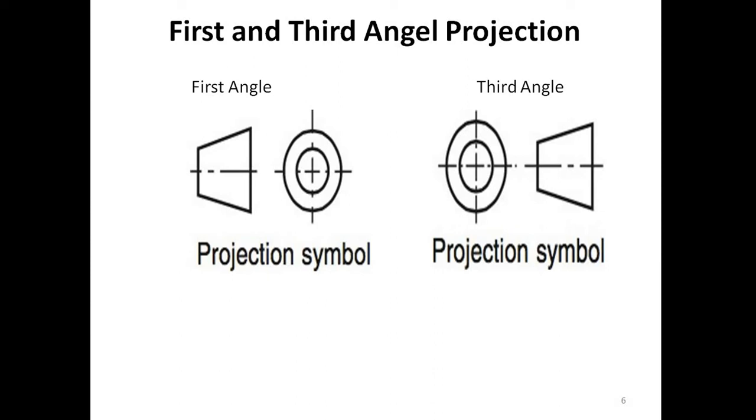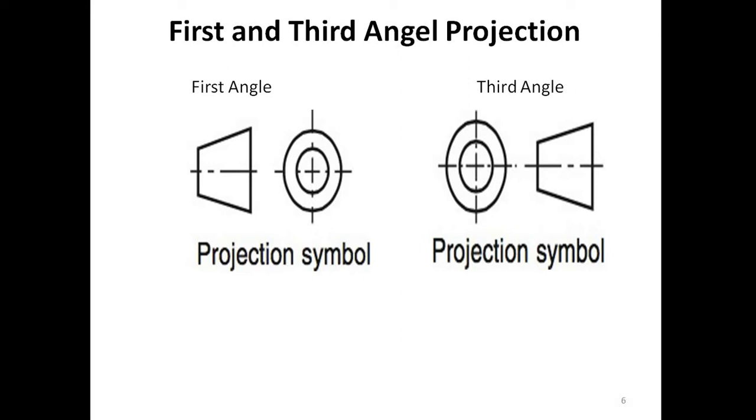Consider a cylindrical piece, a taper piece. When looking from the left hand side, considering the first angle method, the first diameter is visible and the second diameter is visible. So in the first angle method, we are looking from the left side and drawing it on the right side. From the left side, the first diameter is clear, the second diameter is clear, and it is drawn on the right side.